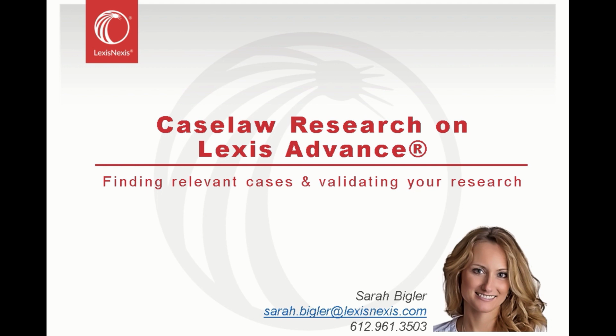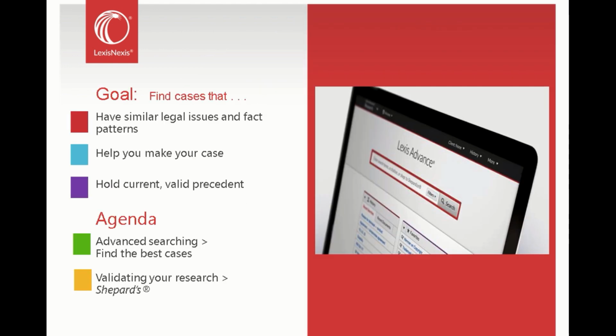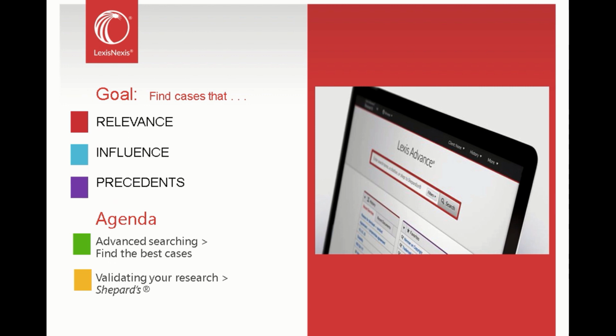When you make legal arguments in your writing, you must cite to strong, valid precedent to make your case. Your goal when conducting case law research is to find a case or cases that have similar legal issues and fact patterns, help you make your case, and hold current valid precedent. That is to say that you're looking for cases with relevance, influence, and precedence.